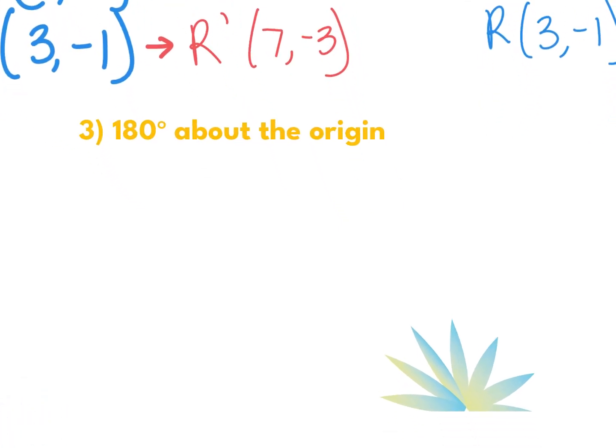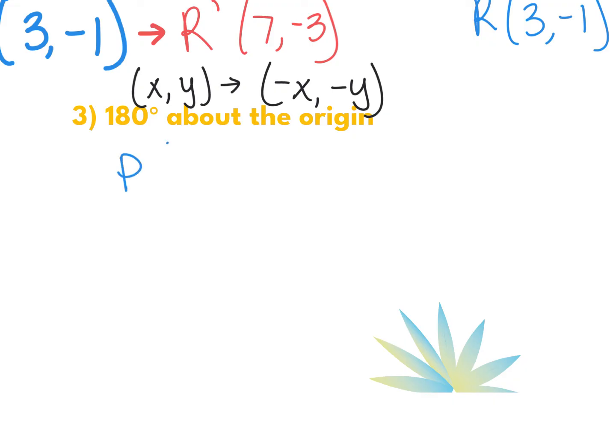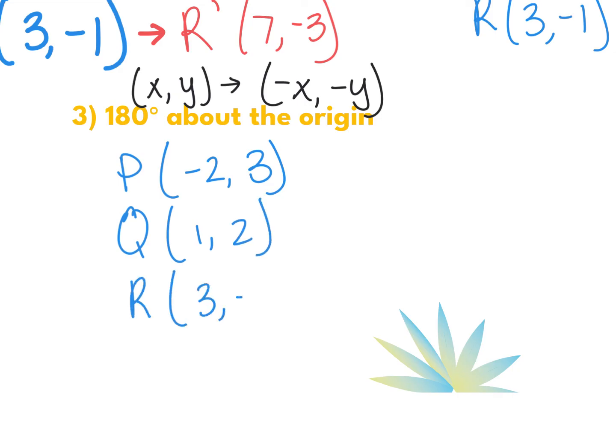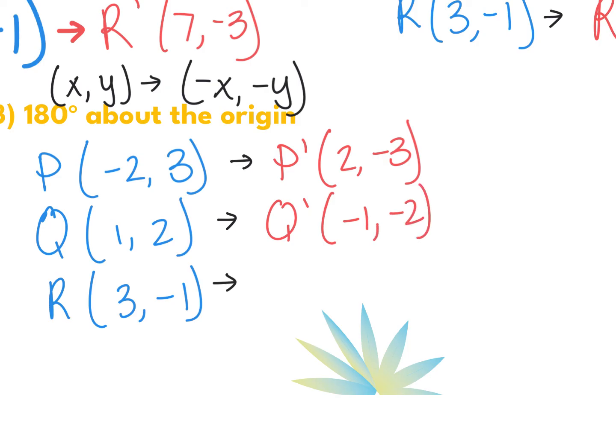And then again, we have 180 about the origin, so you have to remember the rule. This one's pretty easy. You're just keeping your x and your y where it is, but you're just changing the sign. So again, using what they gave us, P is (-2, 3), Q is (1, 2), and R is (3, -1). All we're doing is changing the sign for both x and y. So P is going to be (2, -3), Q is going to be (-1, -2), and then R is going to be (-3, 1).